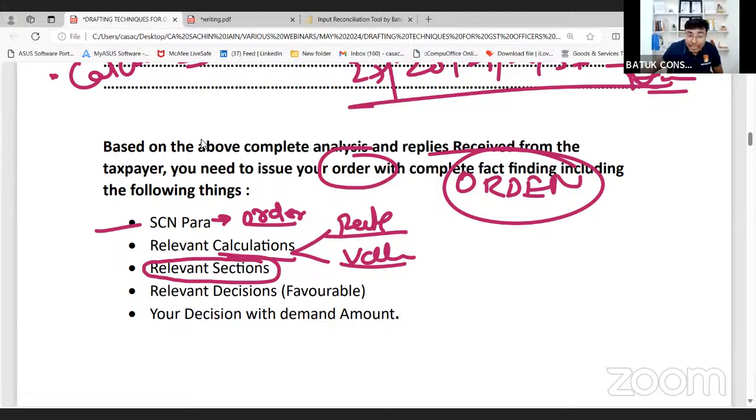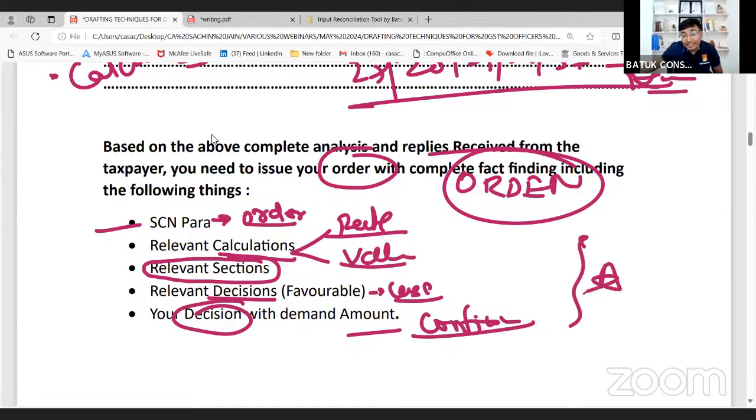Relevant decision, if there will be any case study which is favorable to the departmental authority, you just need to provide the reference of that case study as well, and your decision at the final, you confirm the demand of this amount, that will be part of your order. So this is the part of your order. Your order should be drafted in this particular format.